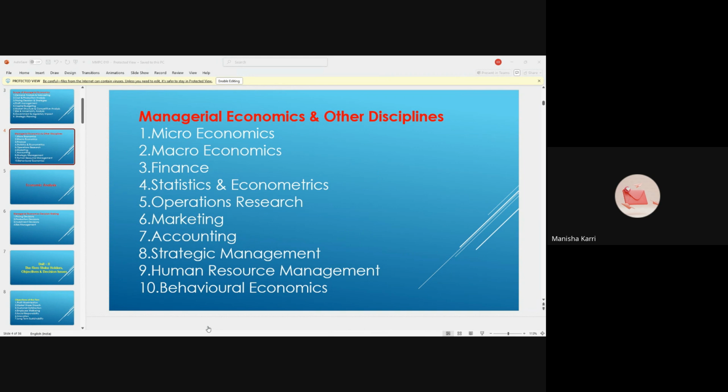It explores how psychological factors affect economic decision making. Here, these disciplines help managerial economics understand deviations from rational behavior and also improve the decision making process within the company. By integrating these concepts and methods from these related disciplines, managerial economics will provide a much more perfect framework for addressing complex business problems, and it will also enhance organizational performance. Okay, coming to the next one.